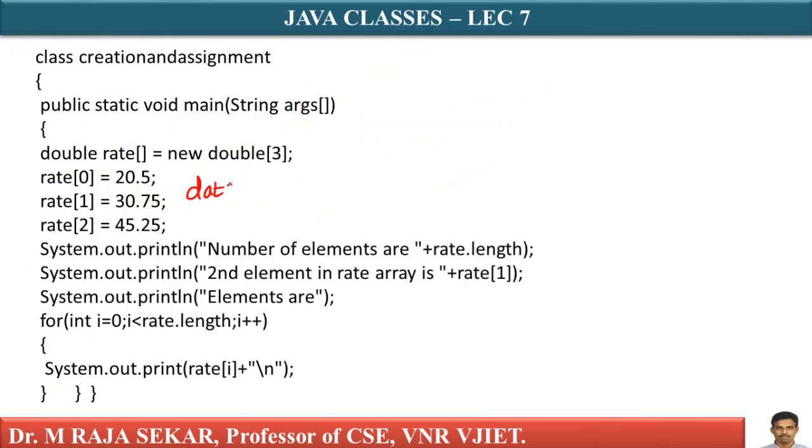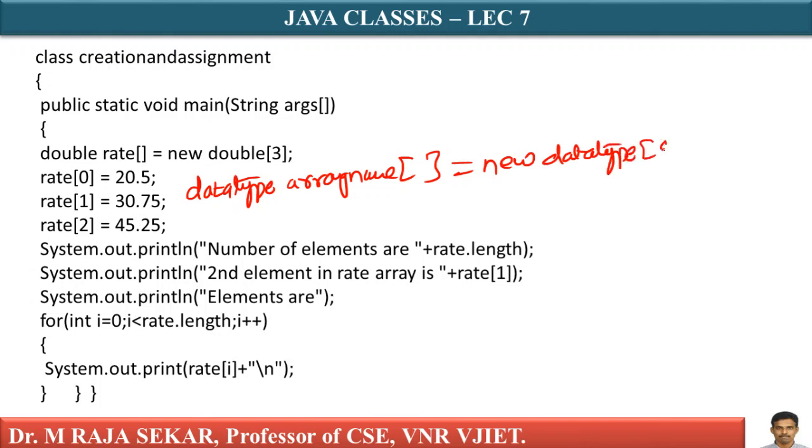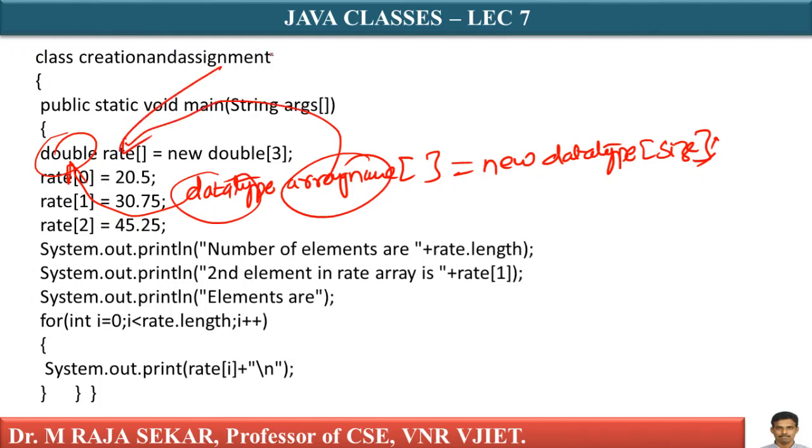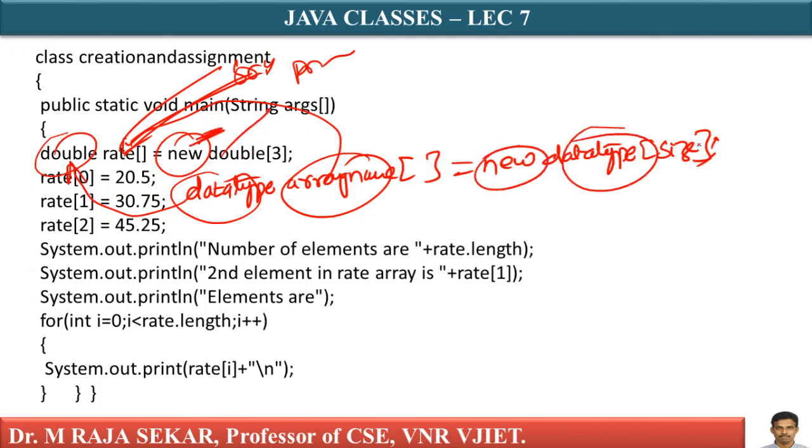Let me write: data type, space, array name, square bracket, new data type, size. This is the syntax for declaring as well as creating. Data type means what is my data type? Double. What is my array name? I am keeping rate. If you want, you can keep any name, whichever name you want. Here new, I will discuss this new keyword. Again, new data type, double is a data type, size is 3.